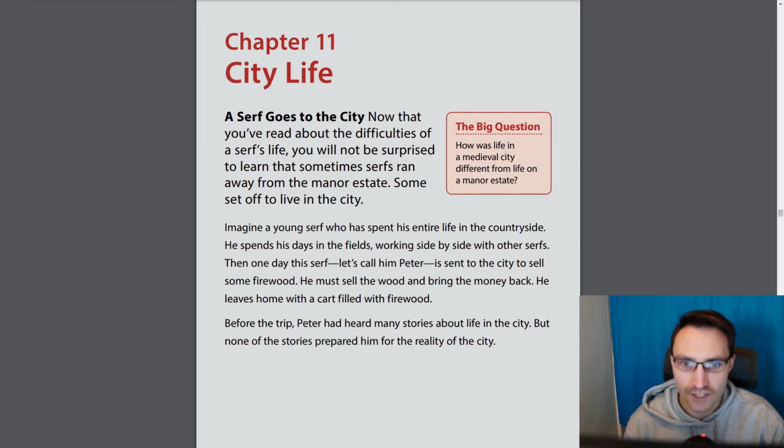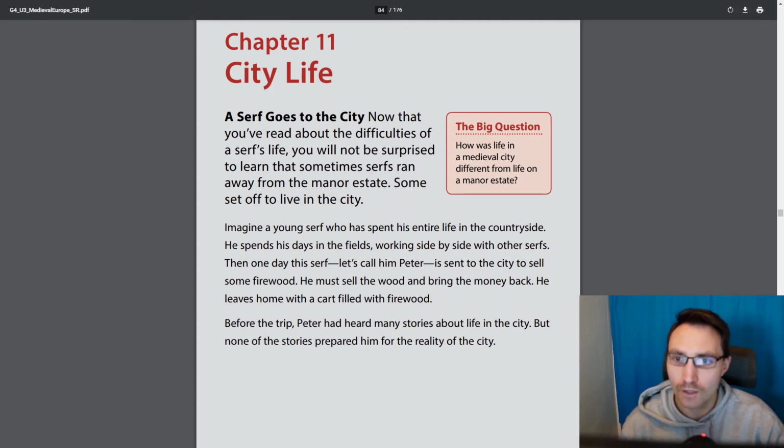So let's call attention to the big question. How was life in a medieval city different from life on a manor estate? The manor estates seem to be in the countryside, so what is going to be the difference with the medieval city? The city life. As we read, look for answers to that question. So let's start reading, and I'll have you follow along.